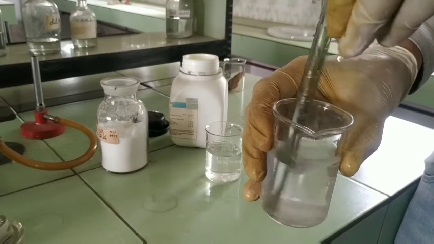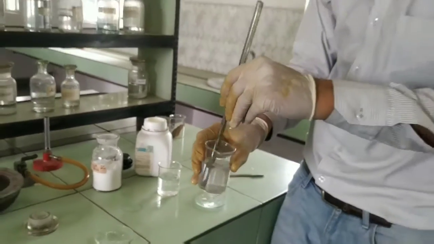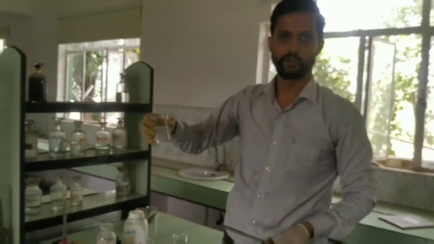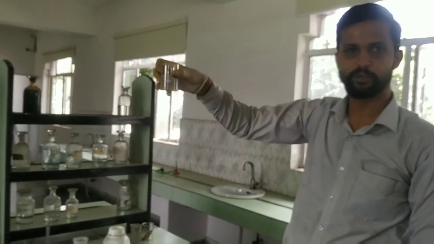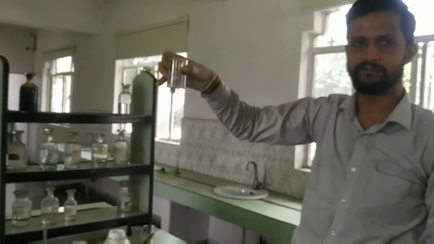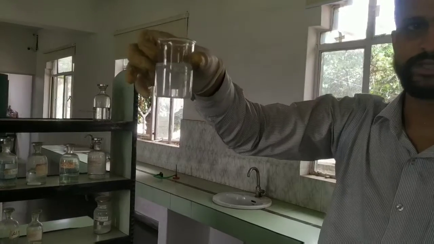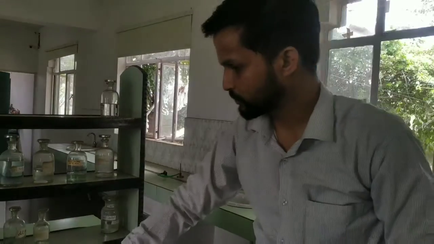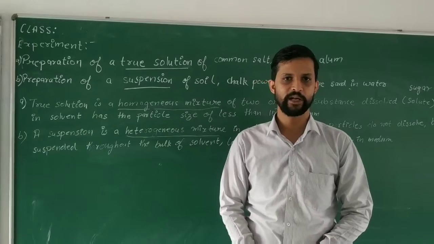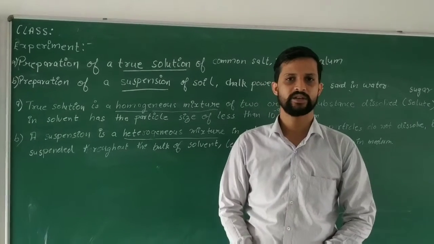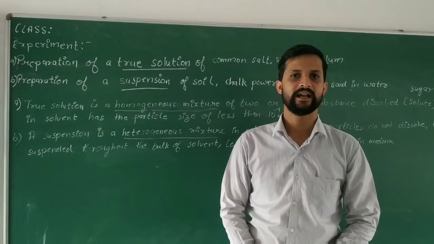So this is the preparation of our true solution in which the solute is totally dissolved in the water. Clear? This is a true solution in which there is no boundary of separation between the solvent and solute. So these are our three true solutions. Friends, here we have our second experiment: to prepare the suspension of chalk powder, sand and soil.